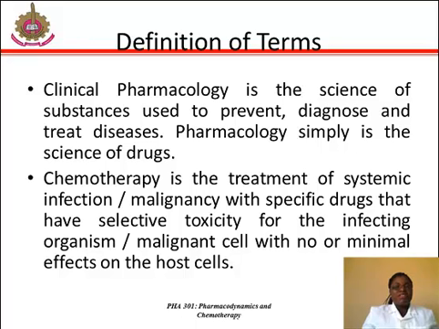Chemotherapy. Chemotherapy is the treatment of systemic infection or malignancy with specific drugs that have selective toxicity for the infecting organism or the malignant cell, with no or minimal effect on the host cell. Chemotherapy is a category of cancer treatment that uses chemical substances, especially one or more anti-cancer drugs, that are given as part of a standardized chemotherapy regimen.